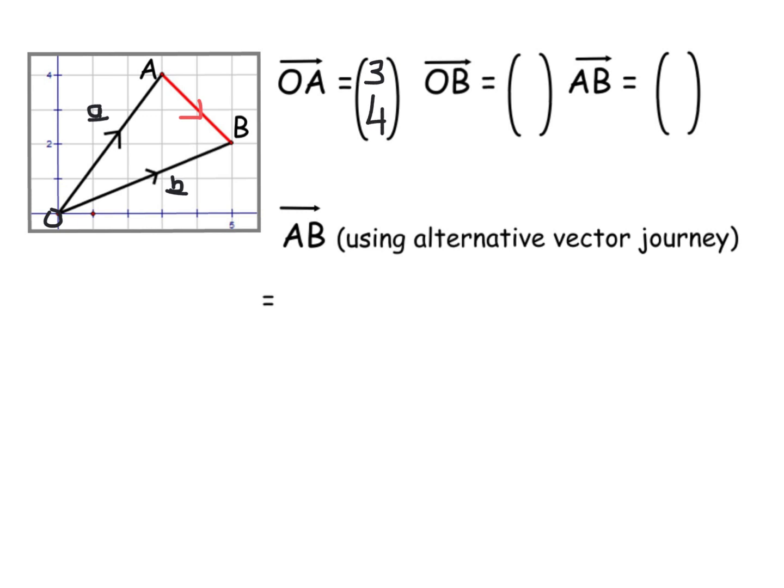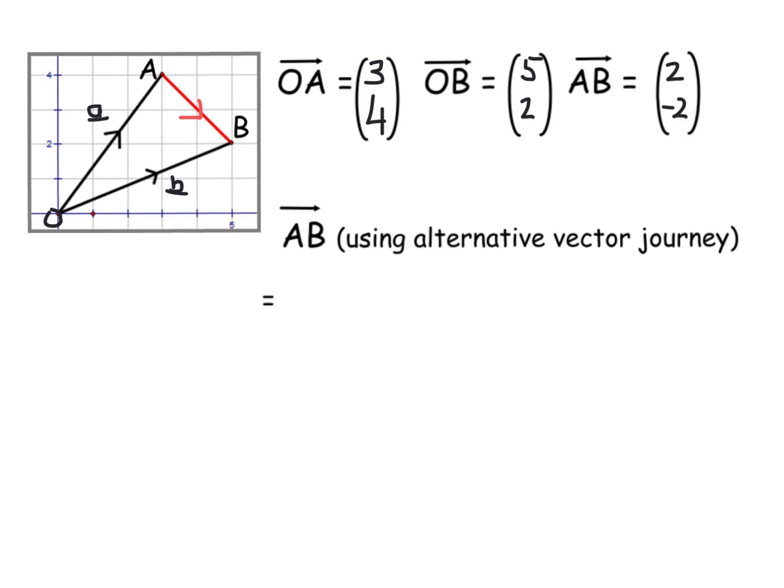Similarly, B can be written the same. It would be along 5 and up 2. So the vector O to B is (5, 2). Now we can clearly see from the picture that the vector A to B is along 2 down 2. So A to B is (2, -2).